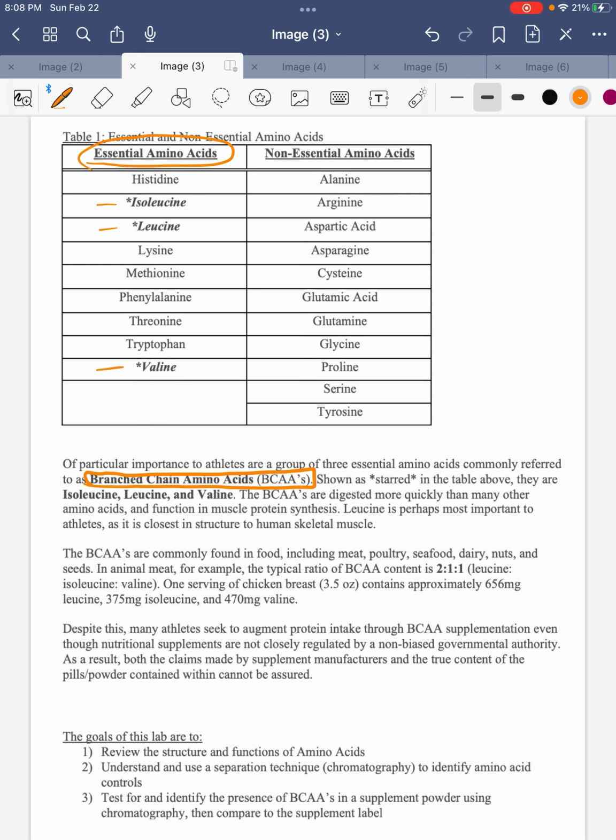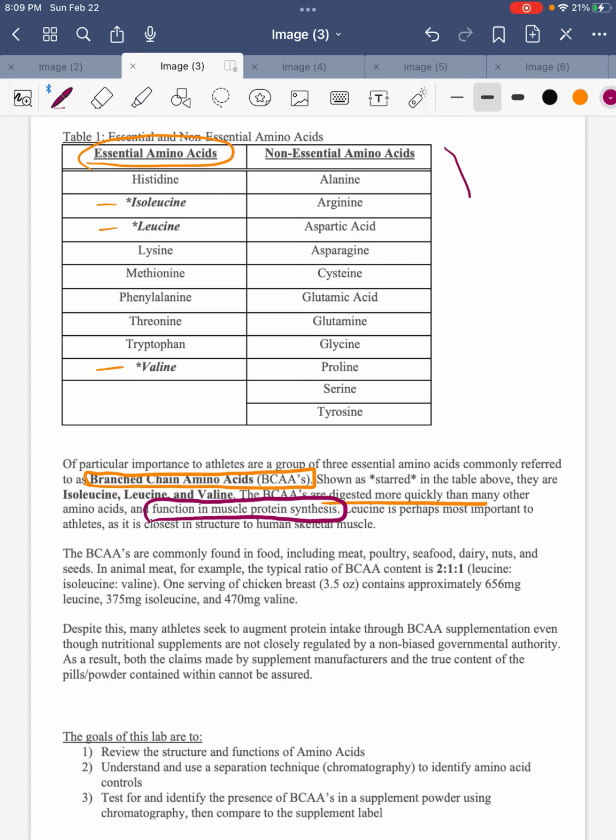And what's important about these, they are digested more quickly than many other amino acids. And here's what I really want to point out. These 3, leucine, isoleucine, and valine, they play a role. These are the amino acids that help us in muscle protein synthesis, which means these are the ones that help us build muscle. Can I say this again? These are the 3 essential amino acids that help us build muscle.